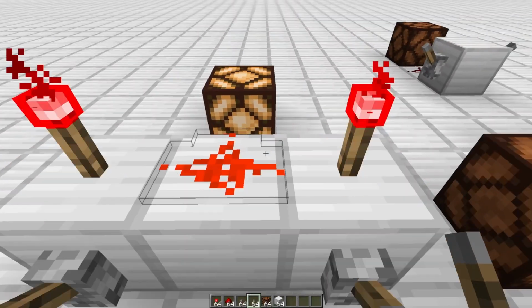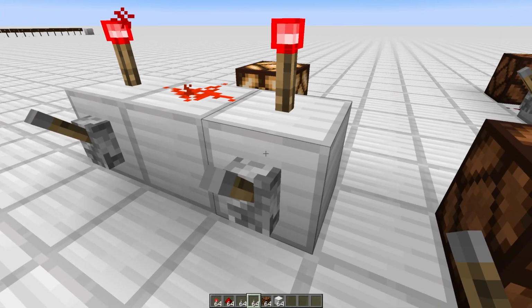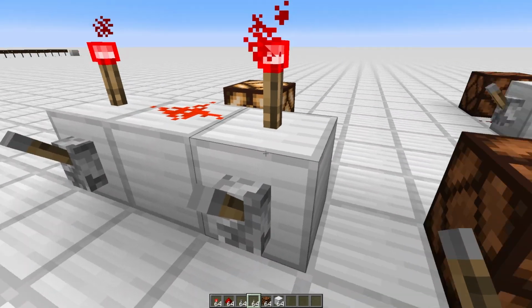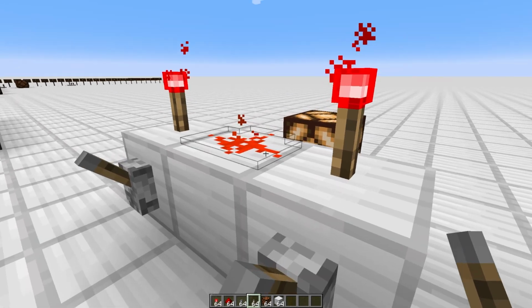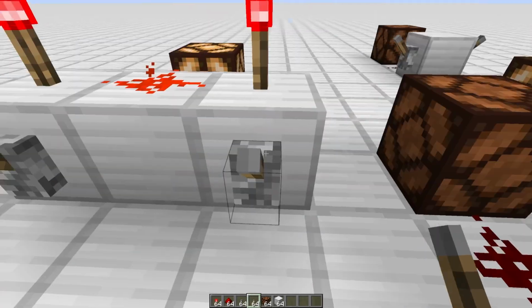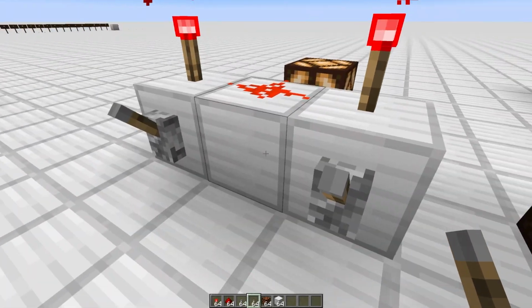The next thing we're going to get to is what we call a NAND gate, which basically means that it is going to be powered until both sides are powered, and then it will be off.